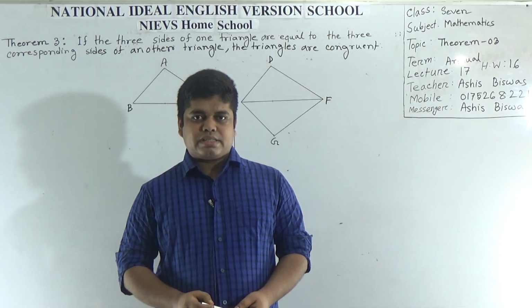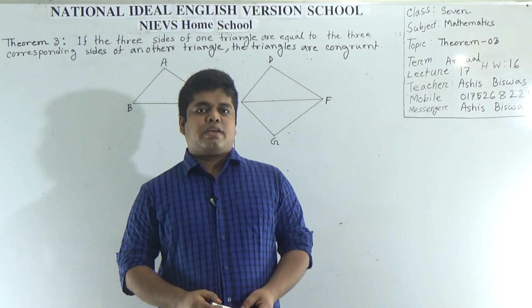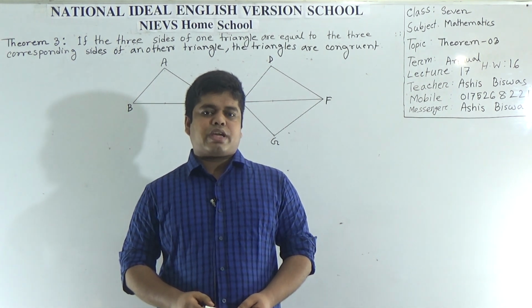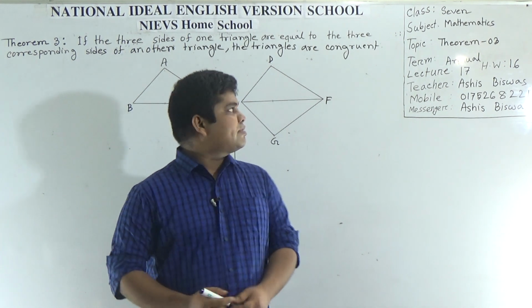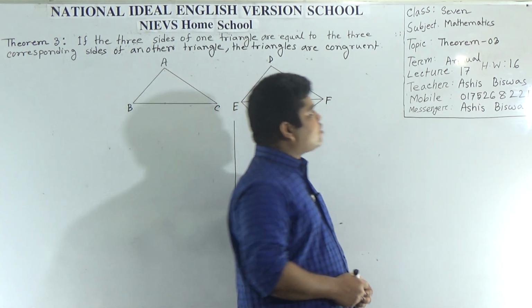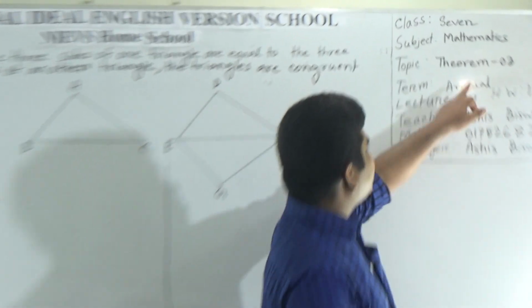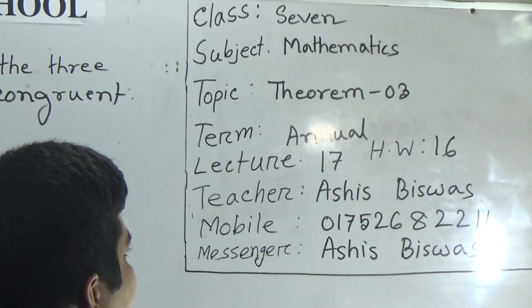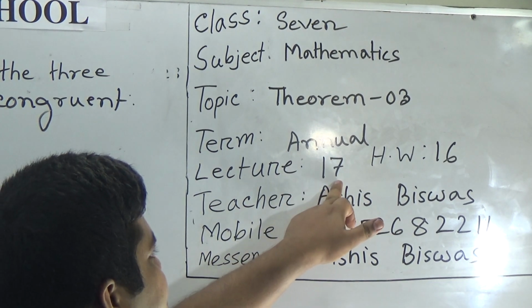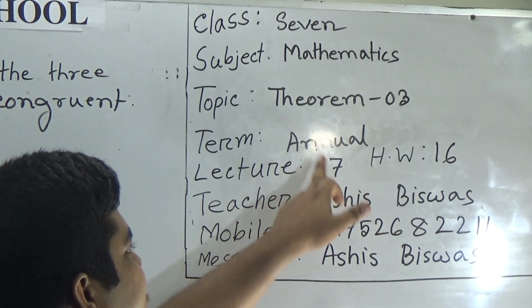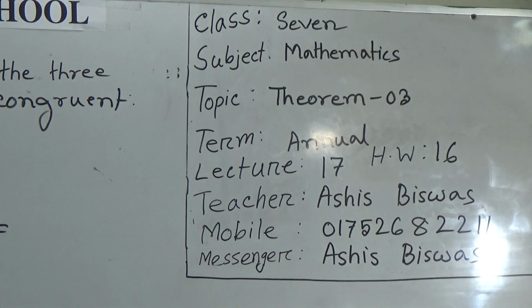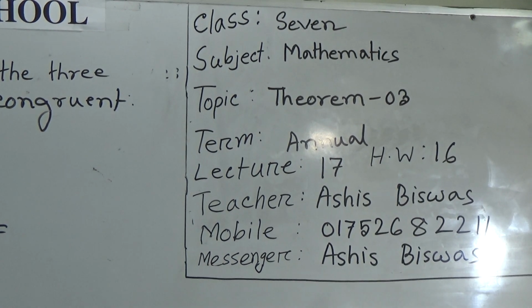I am Ashis Biswas, an assistant teacher of mathematics in National Ideal English Version School, Morning Shift. Today I am going to take a math class for the students of class 7. Our today's topic is Theorem 3. My dear students, today is our lecture number 17 of annual term. Today's SW is number 16 and today's CW will be your SW. So let us start our class.